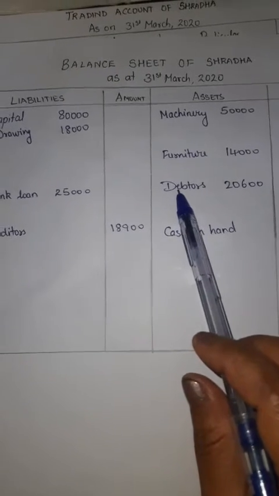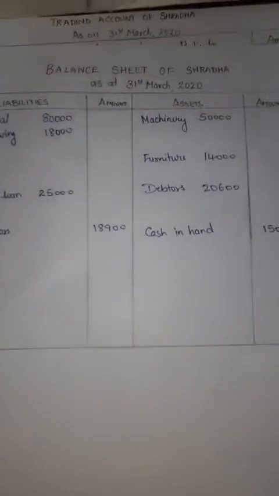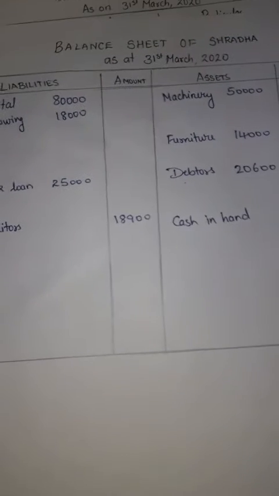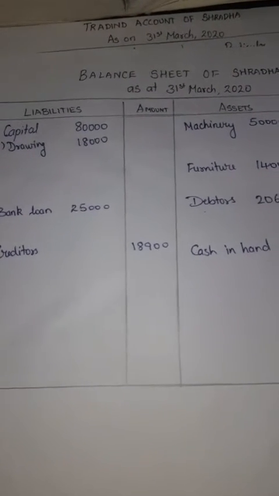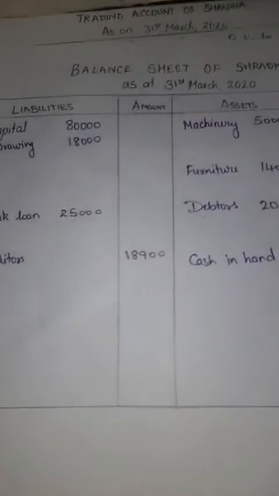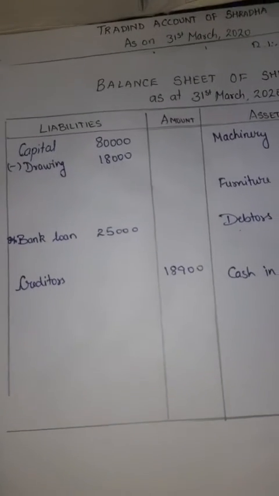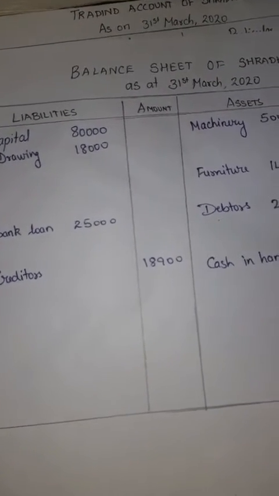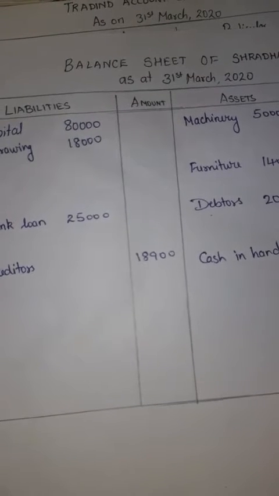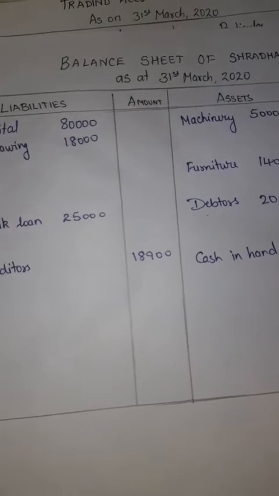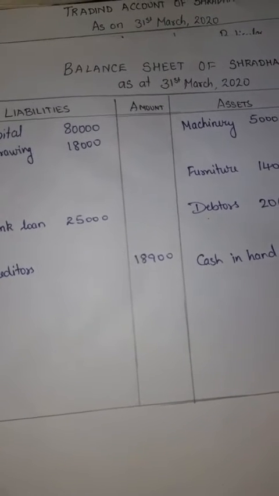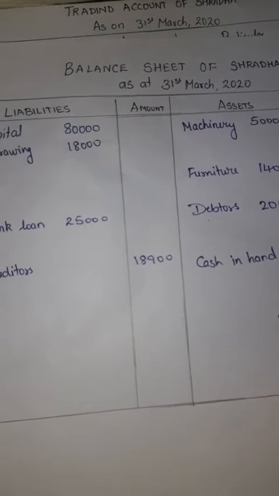Now let us move to the adjustments of this problem, that is the additional information given in the question. For that you have to refer to the text. The first adjustment given to you is closing stock. Okay students, take page number 19.68 of your textbook. The first adjustment given to you is closing stock.